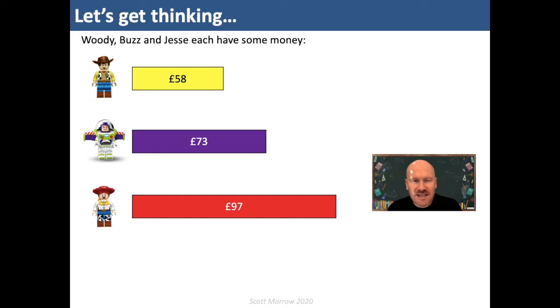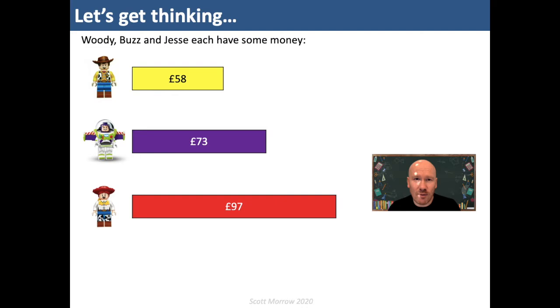To begin with, let's get thinking. Here we've got Woody, Buzz and Jessie, and they've each got some money. Woody has got £58, Buzz has got £73 and Jessie has got £97. Now I'm not interested in you calculating the whole amount or the difference between any of those amounts. I'm going to tell you those. I'm interested in the questions that you can come up with based on that information. So you're really going to have to think about what you want to ask and the information that you would need to give in the question so that somebody else could solve it.